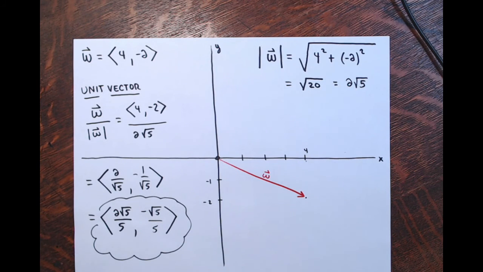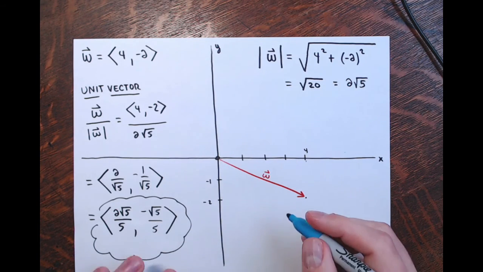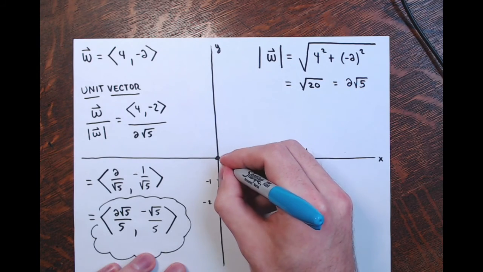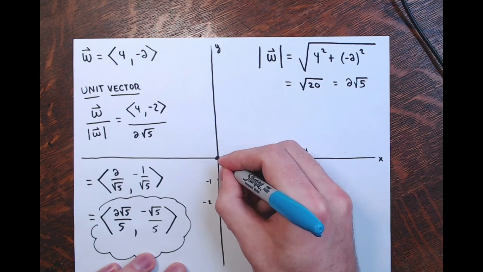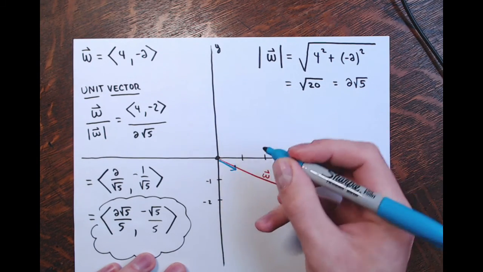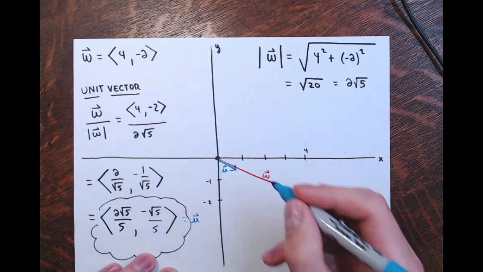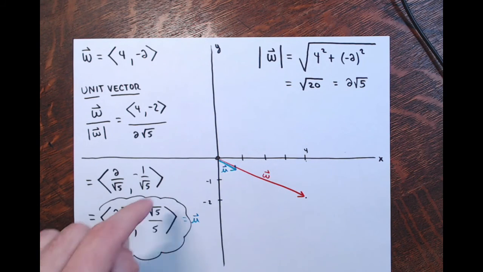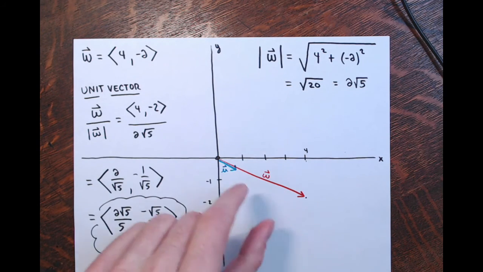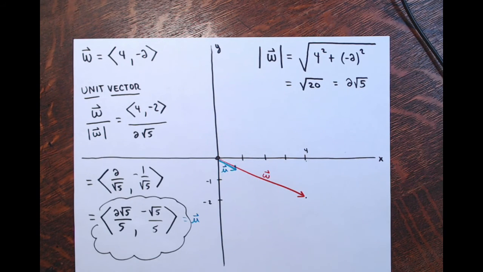Okay. And then that would look maybe something like this. And I'll call this vector U for unit vector. All right, here's vector U. It would point in the same direction, but be 1 unit long.